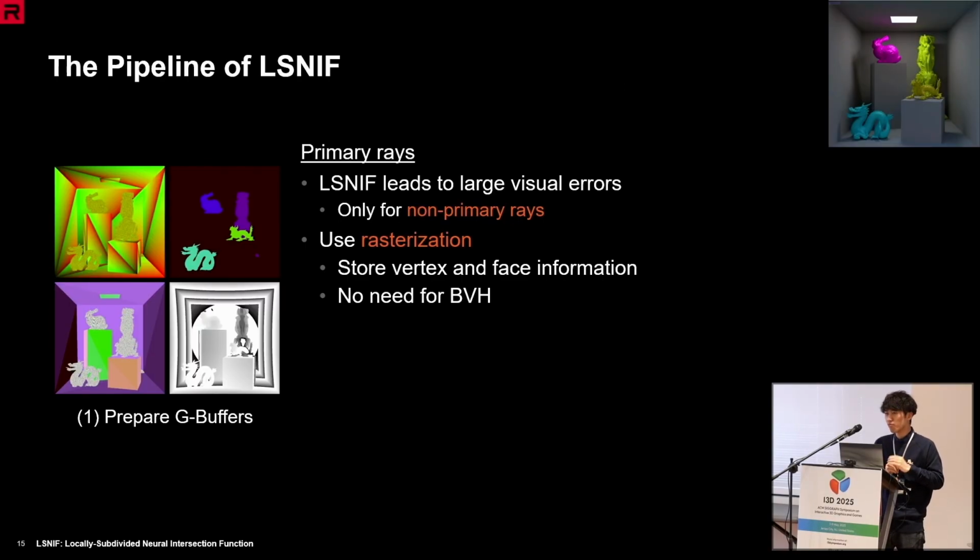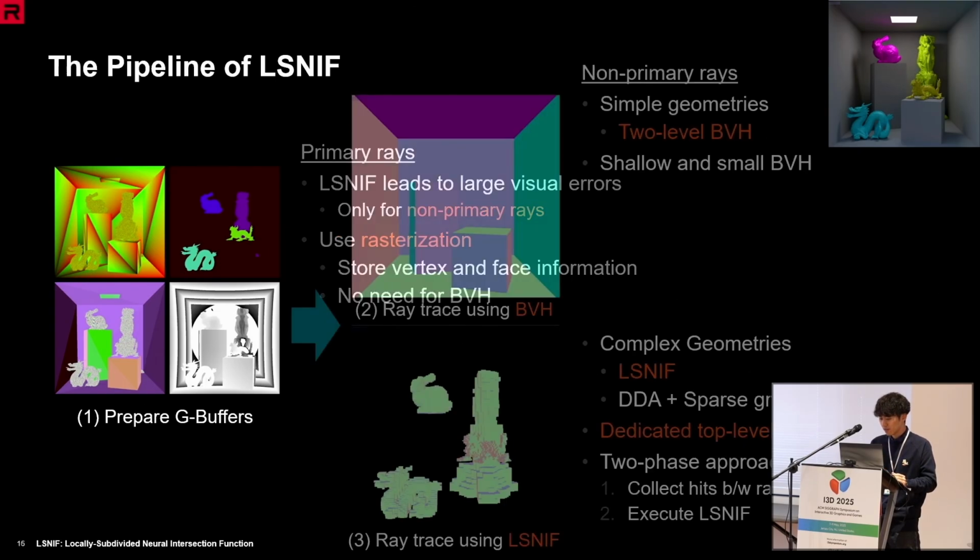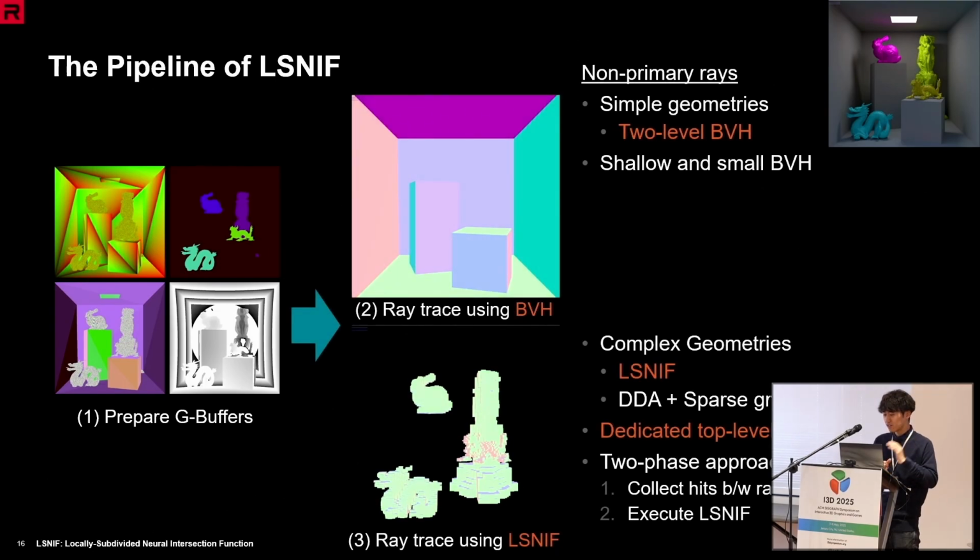Instead, for primary rays, we use rasterization to create G-buffers storing shape and face indexes, UV coordinates, and camera distances, as shown here. This approach requires storing the vertex and face information, but eliminates the need for BVH construction for the objects replaced with LSNIF. And we use LSNIF only for the complex geometries, not for the whole scene.